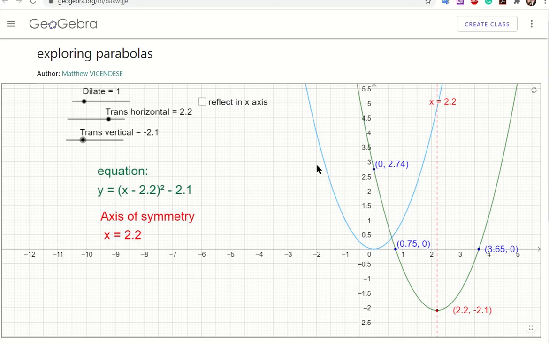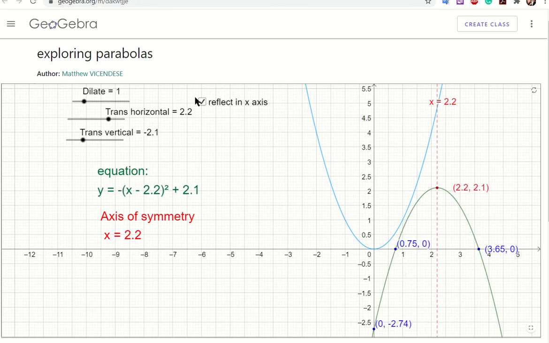And one other thing we'd like to look at is reflecting a parabola in the x-axis. Notice that the x-intercepts haven't changed, and the y-intercept is the negative value of what it was before it was reflected. Let me show you again.